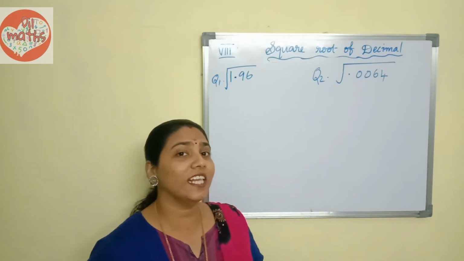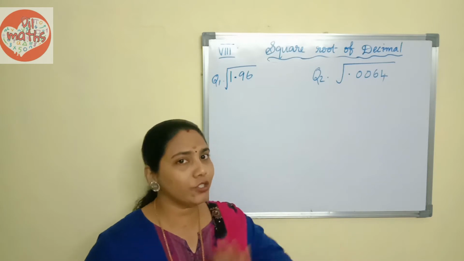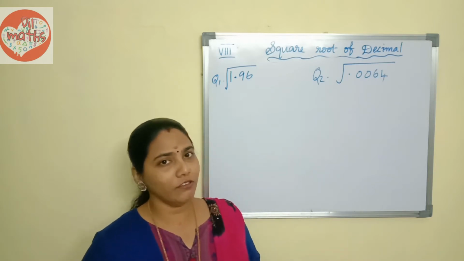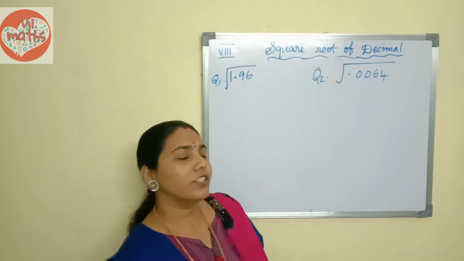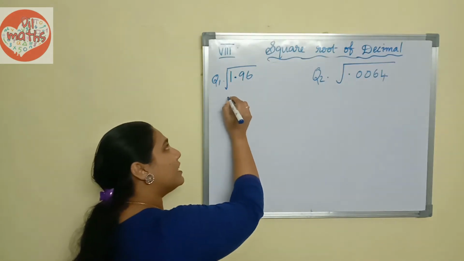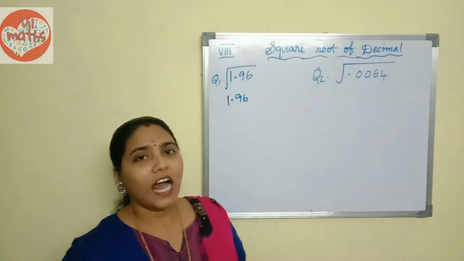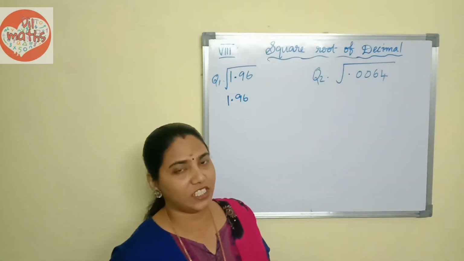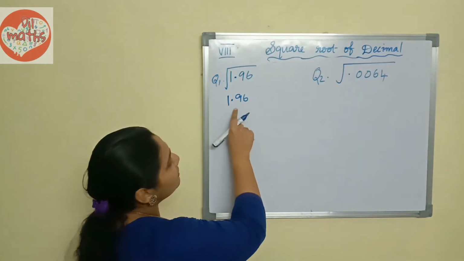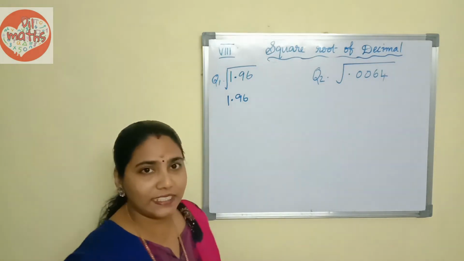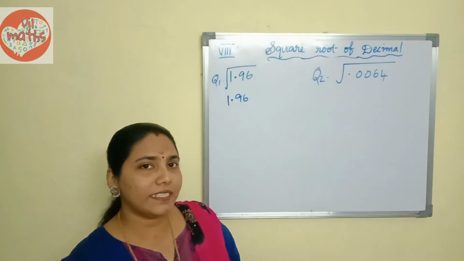First we will change the decimal number into fraction form. Then we will find the square root of that fraction. So what is the decimal number given here? 1.96 is the decimal number given here. How will we change that into a fraction? How many decimal places are there after the decimal point? 2 decimal places are there, isn't it? 2 decimal places are there.